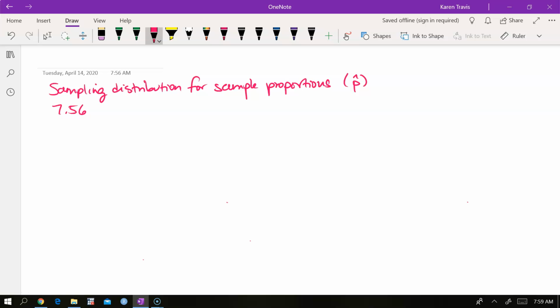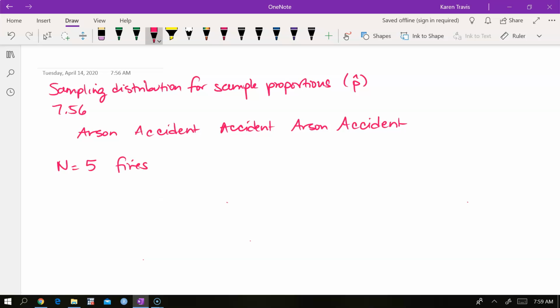In the example it says that all 5 major fires in a western desert during one of the recent summers found the following causes. There was one fire that was arson, one that was accident, one that was accident, one that was arson, and one that was accident. So we know that the population is 5 fires. And what we're going to do is say that we take samples of size 3.